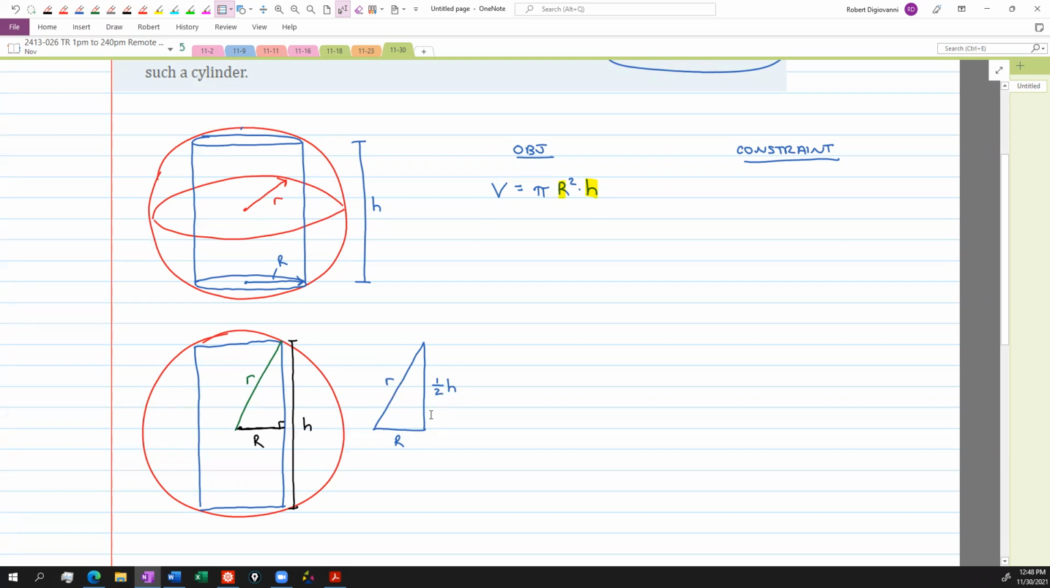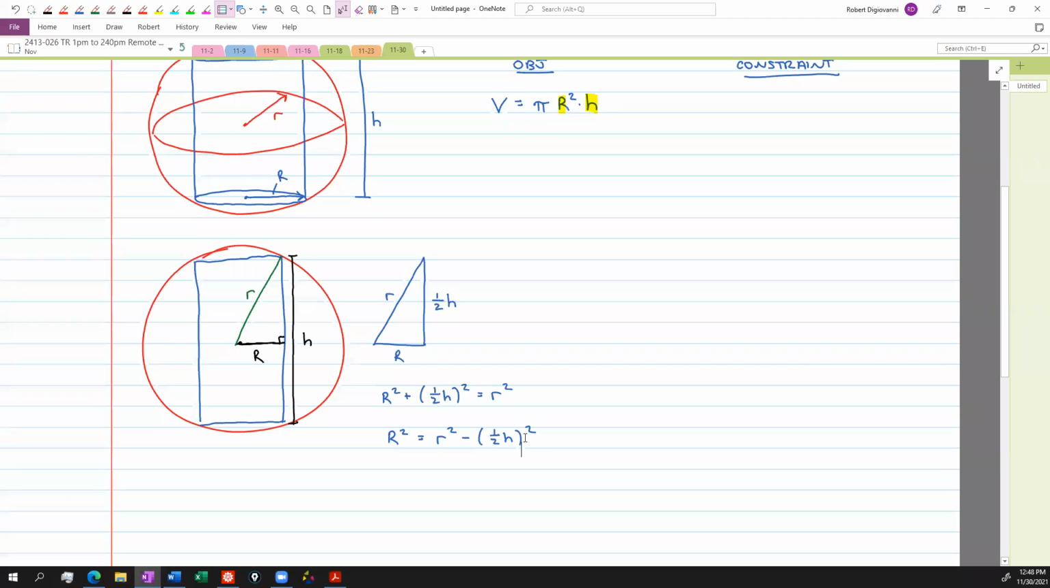And now with this, I can set up a relationship between capital R and little h using Pythagorean. So I know capital R squared plus 1/2 little h squared must be equal to little r squared. And I'm going to solve it for capital R squared because that's what I have in my formula here. So I can simply move the 1/2 h squared to the other side, subtracting it.